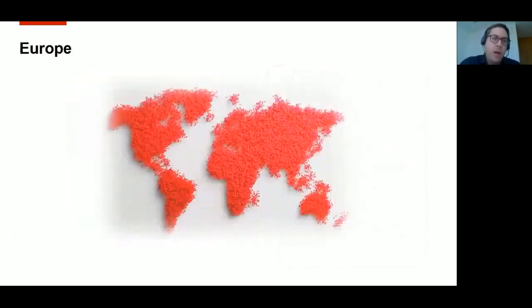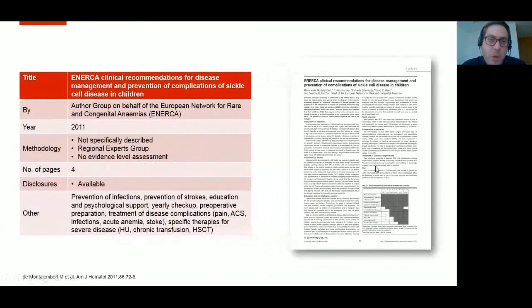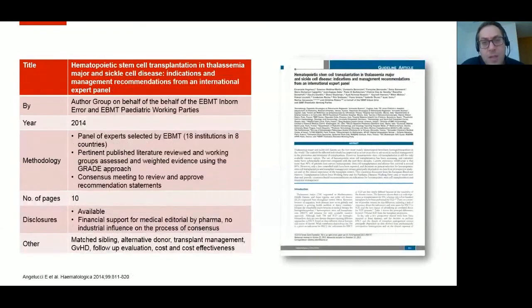Moving on to Europe, there are few guides that are available from Europe. There is the ENERCA, I would say, short publication in the American Journal of Hematology back in 2011 by a group of authors publishing these guides on behalf of the European Network of Rare and Congenital Anemias. The methodology was again based on the regional expertise of the author group. There wasn't a level of evidence assessment as part of the recommendations or the statements in it, but as small as it is, it actually gives full coverage and goes over various aspects of the disease.